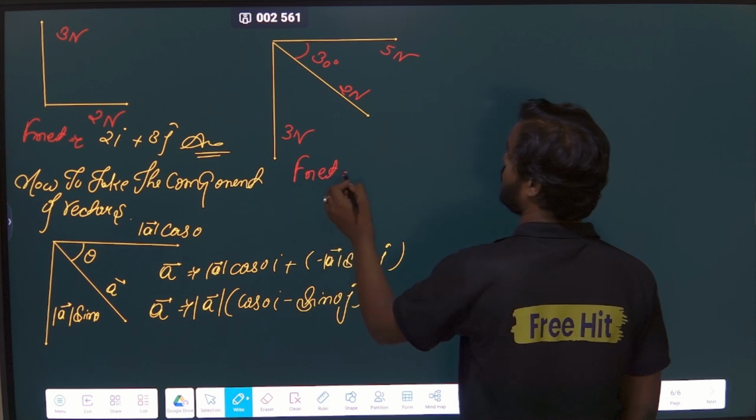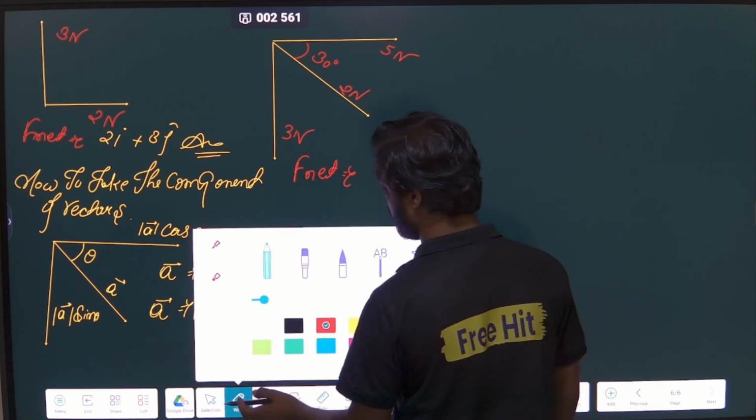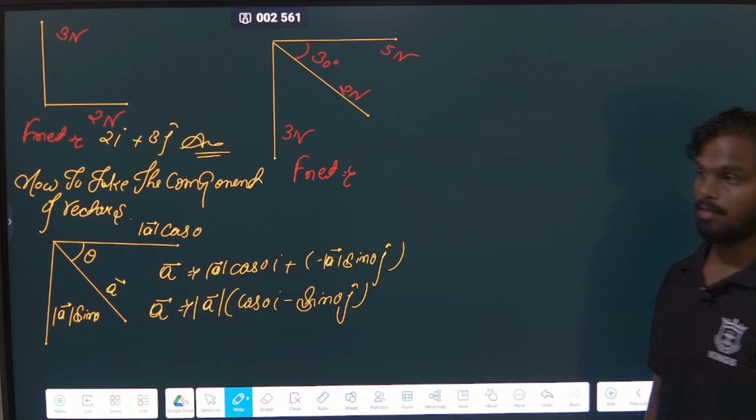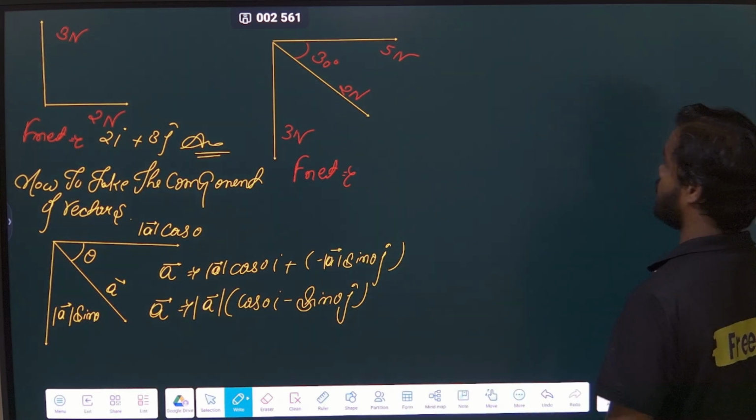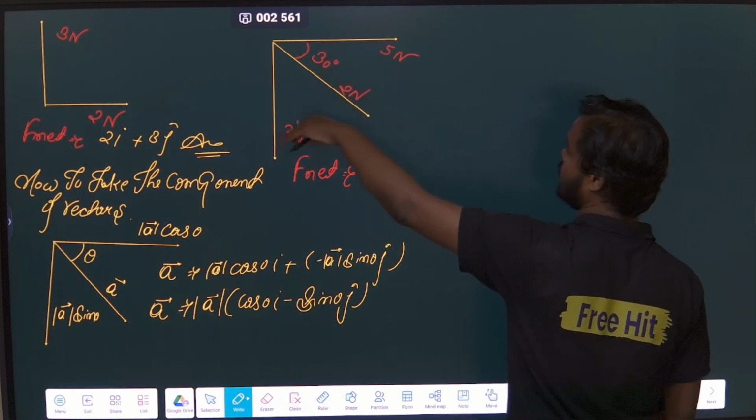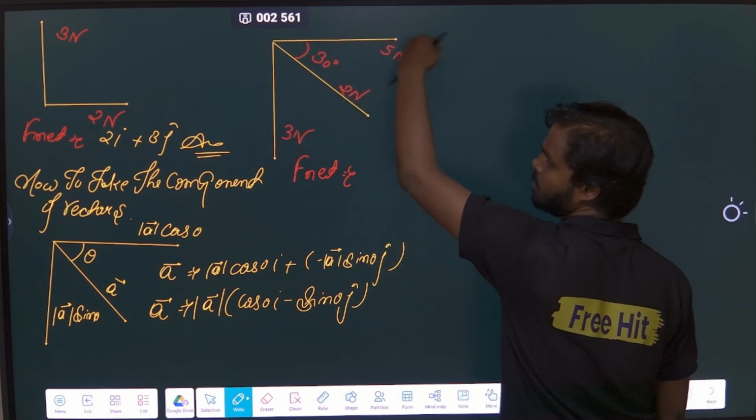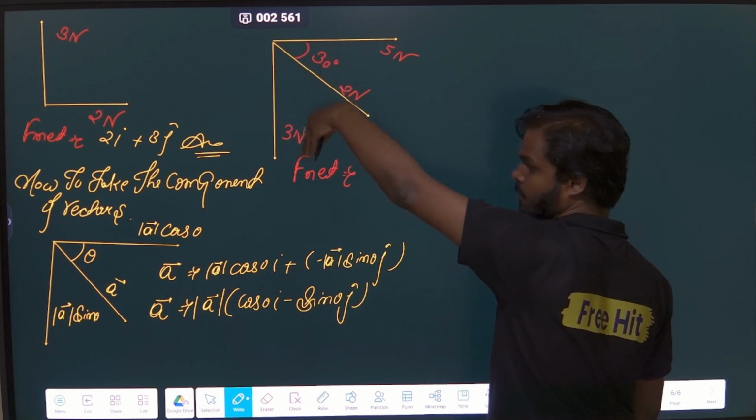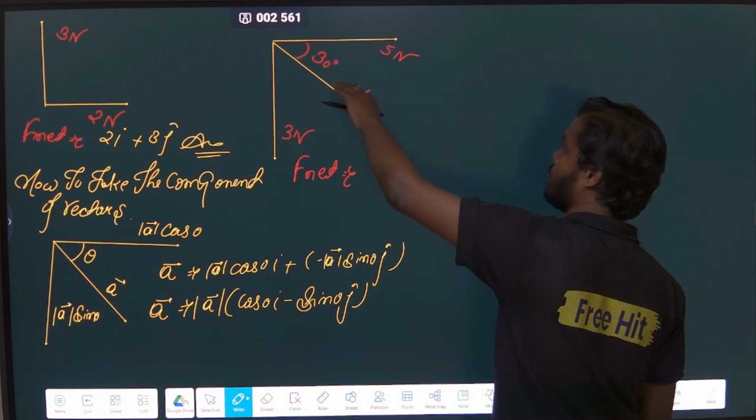Everyone has to write this answer in your copy. Please write it. What is my F net? Please write it down. How will you do? First you will take the component of this force, because these two forces are along x and y. So there is no need to take the component of these two forces because they are along x and y. Take the component of this force because it is at an angle.